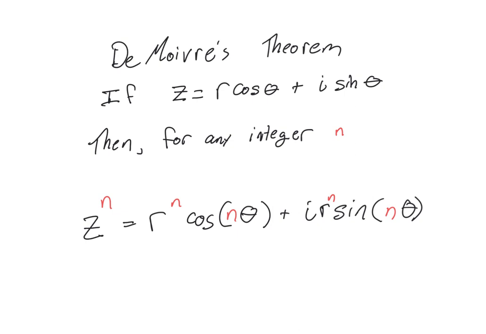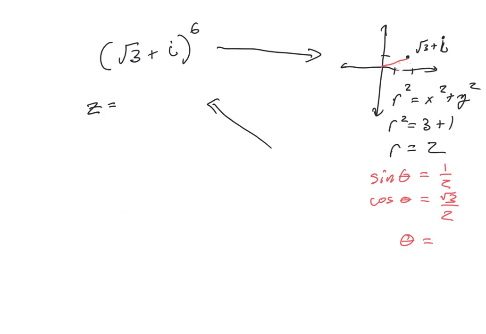How does that help me? Good question to ask. If I have something like this, and I don't want to multiply it all the way out to 6 powers and then work my way back through to find it, I can do it faster by first saying, okay, where is this located? It's square root of 3 over and it's 1 up. R squared is x squared plus y squared. So r squared is 3 plus 1. Square root of 3 squared is 3. My y, the number in front of the i, is 1, so y squared is 1. 3 plus 1 is 4, so r is 2. So the radius right there is 2.